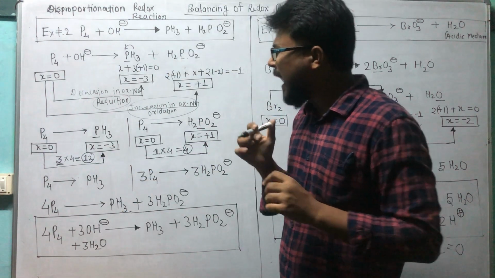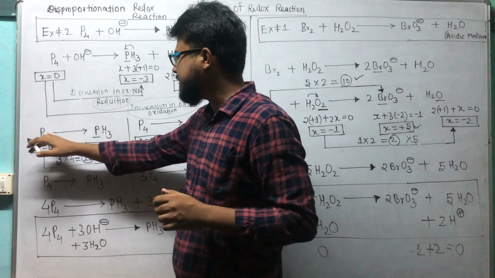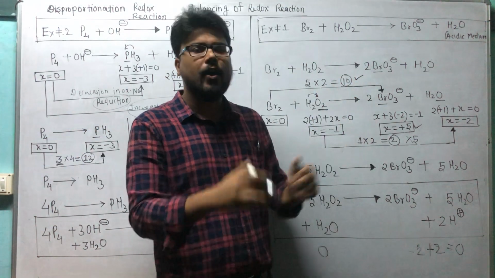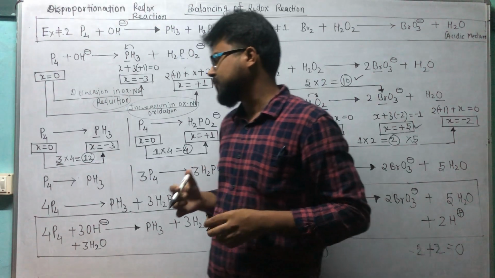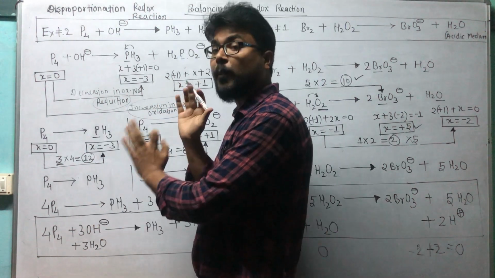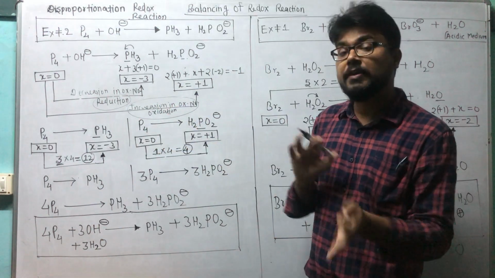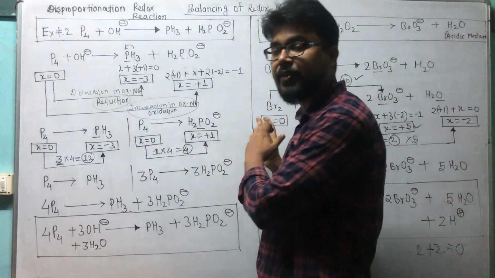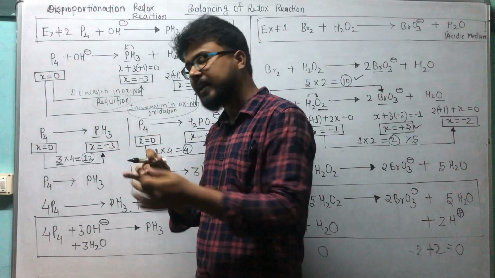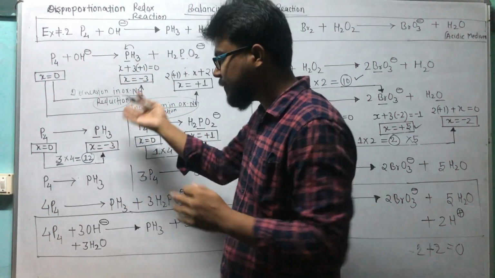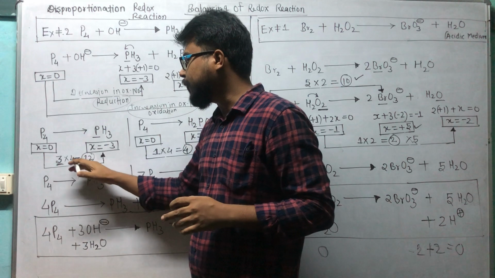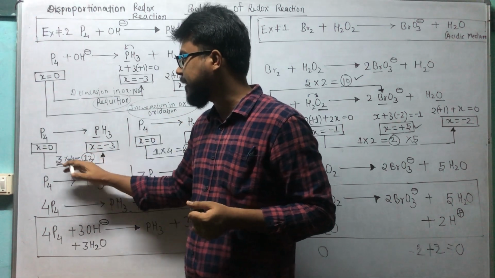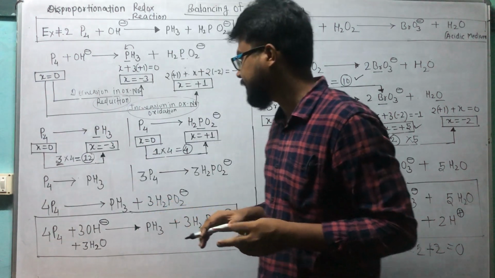Now the question is why I didn't balance P4 and PH3 as we did in my previous video class. So students, it is a disproportionation redox reaction, and I will not use that kind of trick. It is a totally separate, totally different concept, correct? So as I am discussing, we will check now. 3 into 4, what is 3? 3 is the 0 to -3 change, and why did I multiply by 4? Because there are 4 phosphorus atoms, correct?